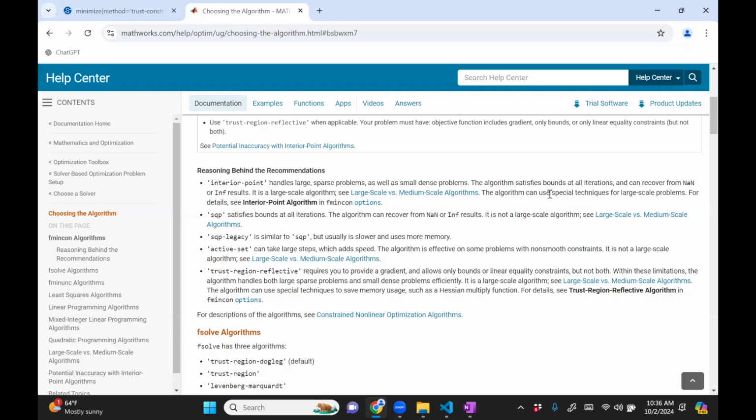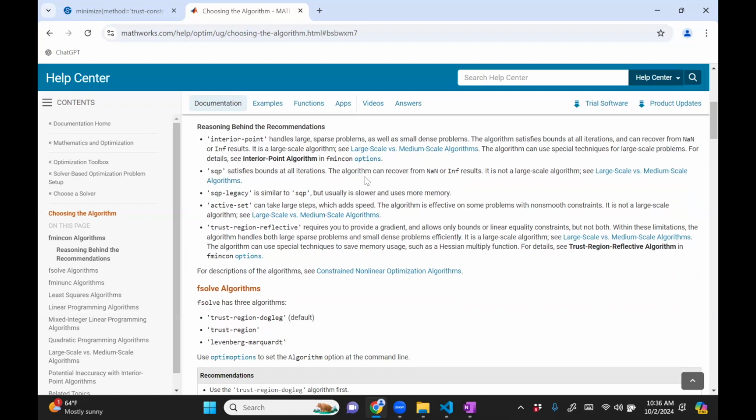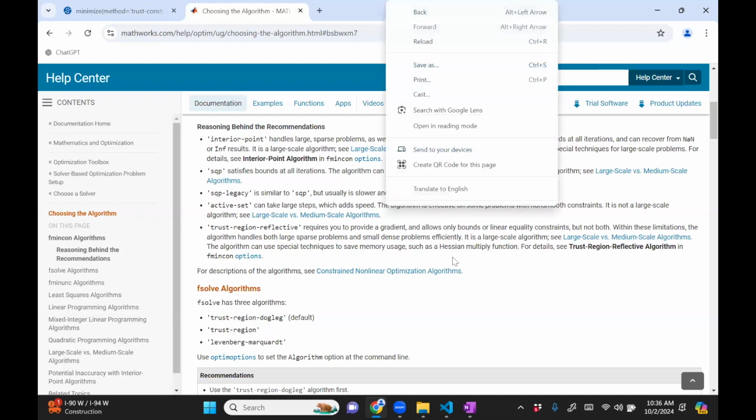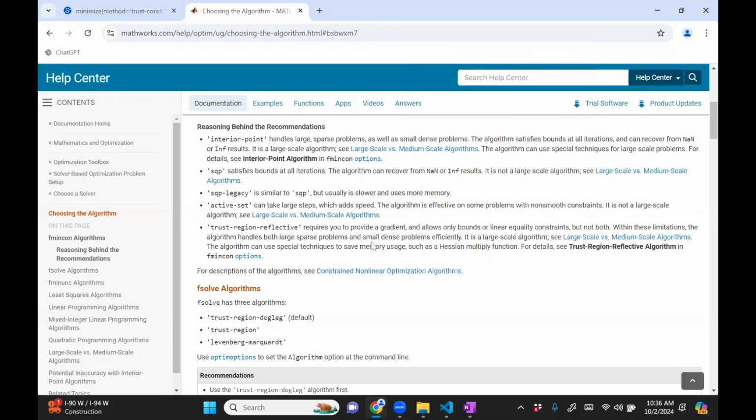And then it tells you what to use in case there's interior point. SQP satisfies, okay. It is not a large scale problem, so you don't use it for big dimensions. Legacy, active set, some with non-smooth. So it tells you what sort of things to use. Finding the optimum is an art, okay, it's an engineering field. It is not a science, unfortunately. So there's a lot of tweaking and tuning that needs to be done. You cannot just blindly pick one algorithm and say it'll work. A specific problem under specific conditions will have a different optimizer which will work.